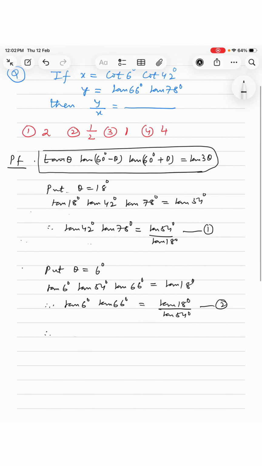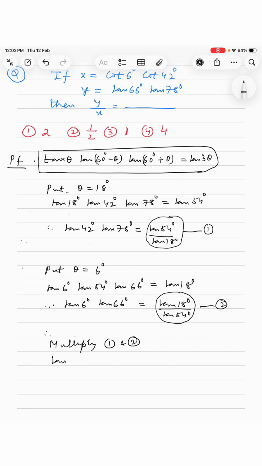Now what we do is multiply equation 1 and 2. Equation 1 right hand side is tan 54 by tan 18. Equation 2 right hand side is tan 18 by tan 54. So when you multiply the right hand sides, what happens to the right hand side? On the left we get tan 42 into tan 78 into tan 6 into tan 66 degrees. The right hand side becomes 1.